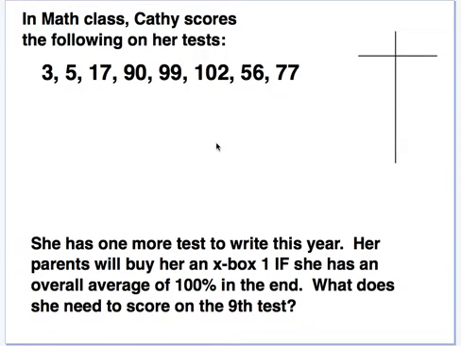Hey, grade 7, this is 5.5 data management. We're looking at mean, and those questions that are a little bit more tricky. So in math class, Kathy scores the following on her test. These are all percentages. So 3%, she didn't do very well. 5%, 17, 90, 99, 102, 56, and 77. So a real variety of scores.